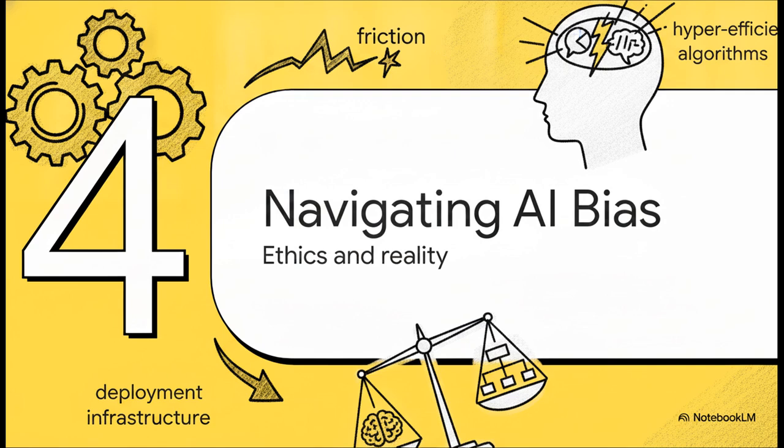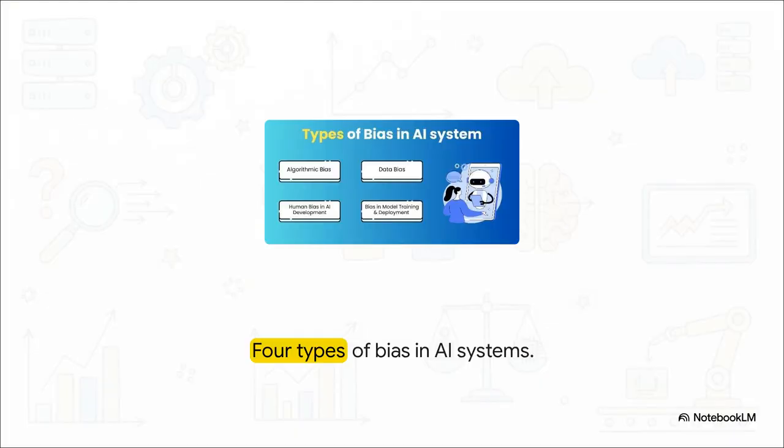All right, Section 4, Navigating Algorithmic Bias, where ethics meets reality. Now we shift to what is, undoubtedly, our most critical friction point. What happens when our hyper-efficient algorithms collide with human ethics? There are 4 primary types of bias that can infect an AI system. We've got algorithmic bias, data bias, human bias in development, and bias in model training.